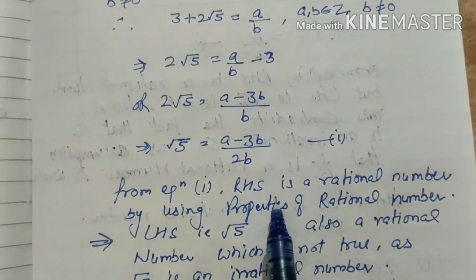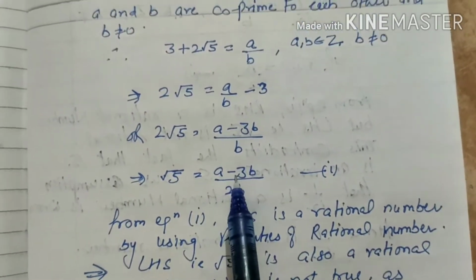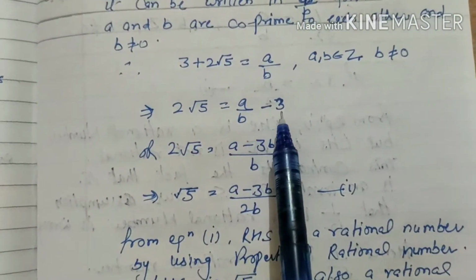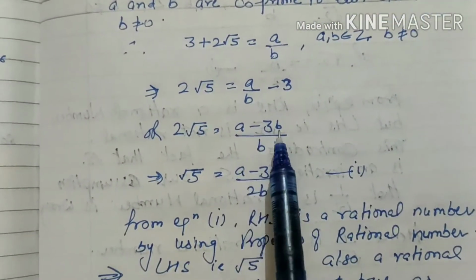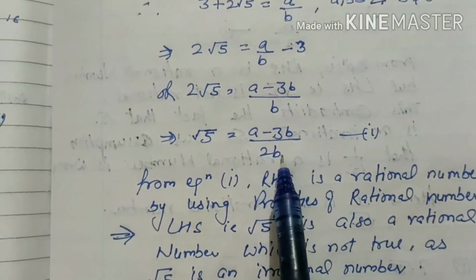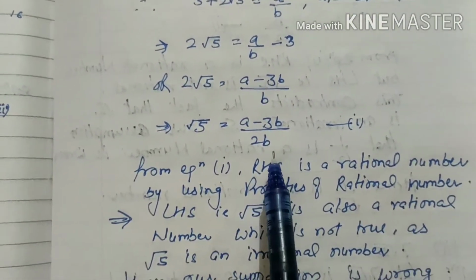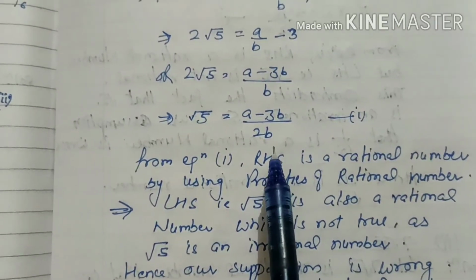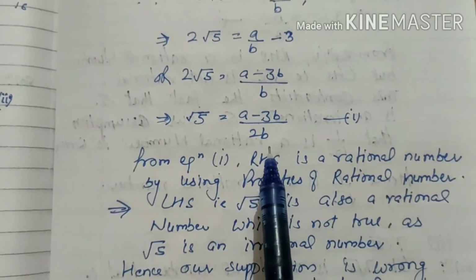From equation 1 you can see the right hand side is a rational number as a by b is a rational number, so a by b minus 3 is a rational number, so a minus 3b upon b will also be a rational number, and a minus 3b upon 2b will also be a rational number. We have already discussed the properties of rational numbers in the basics of this chapter, so you can see that video from the link given in the description of this video.